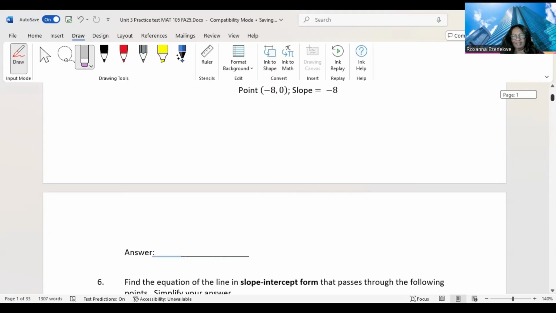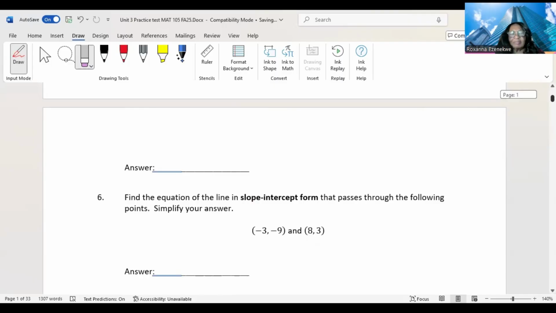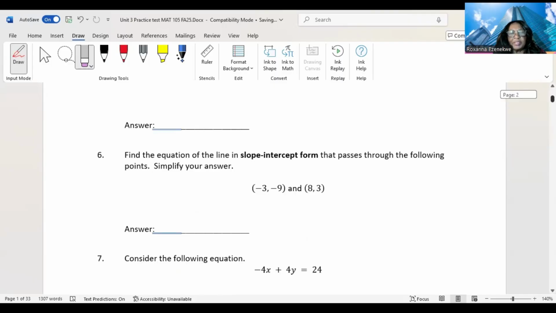Whatever method you use, when we're given 2 points and we are told to find the equation of a line in slope-intercept form, we better know how to do this. We have done this a lot.